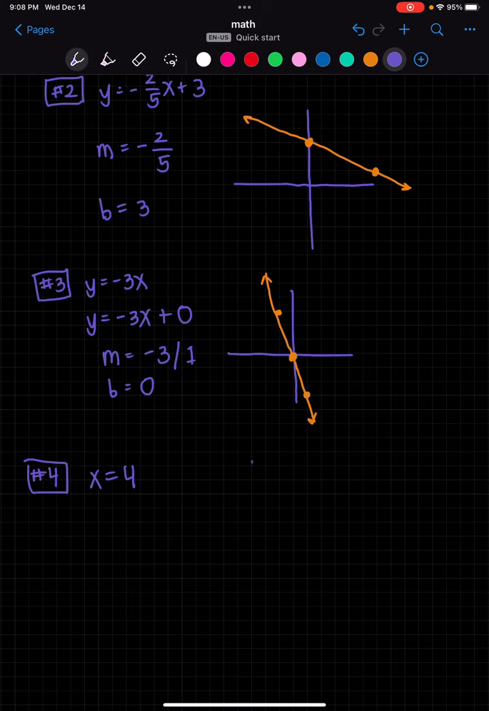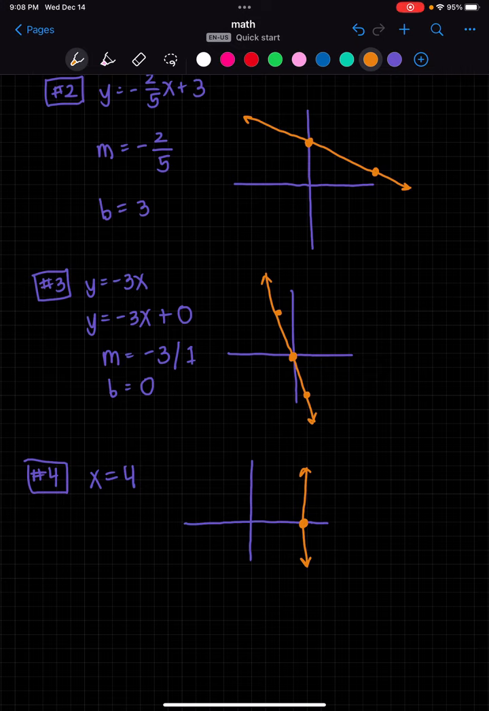So when I graph this, what I'm going to do is find where x is equal to 4 on the x-axis. So that would be right here. I just go 4 to the right, and then I draw a line up and down. And that's my answer. So when I get x equals some number, it's just a line up and down.